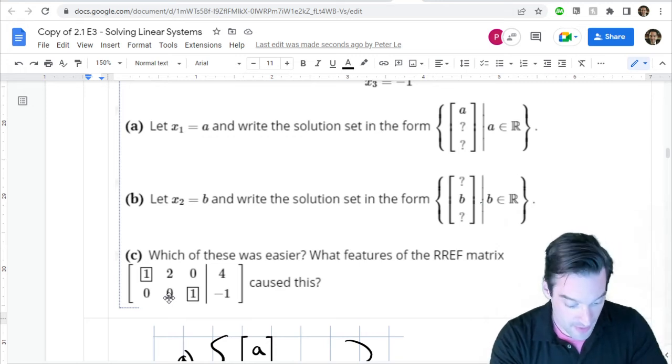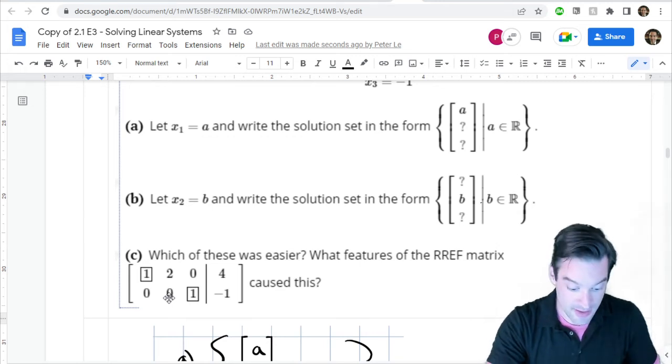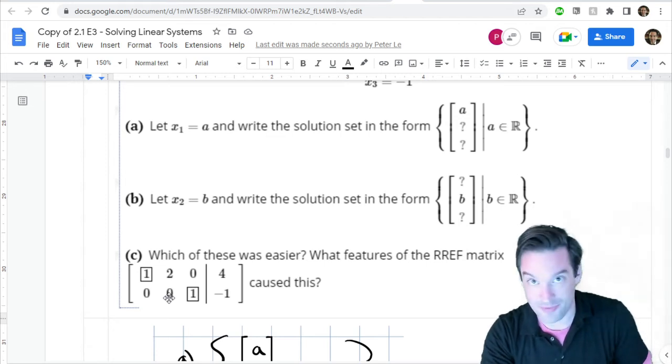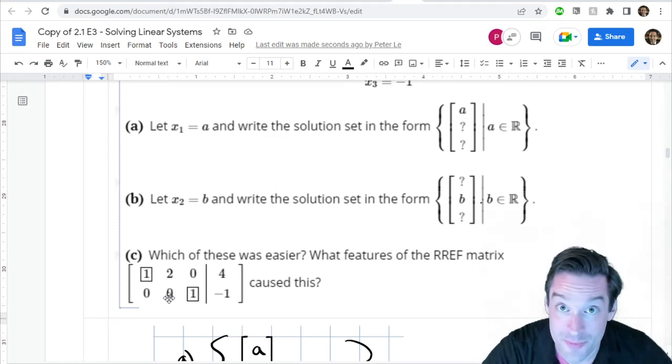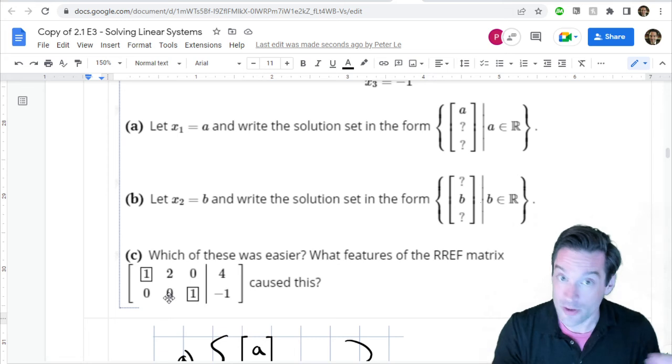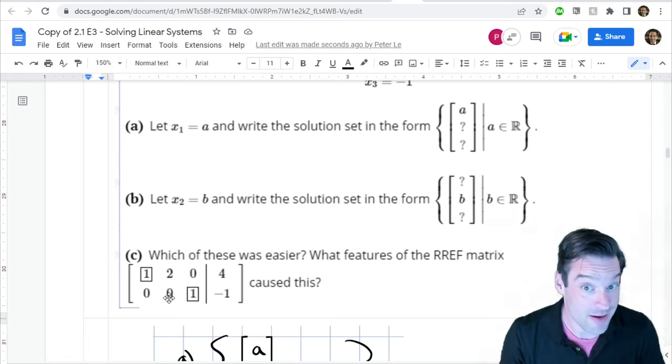So that's the big takeaway from this exercise, which answers a question that was asked at the beginning of our class. I think it was Peter that asked, well, how do we know which variable we can choose to be our free parameter? And the answer is whatever variable corresponds to a non-pivot column.